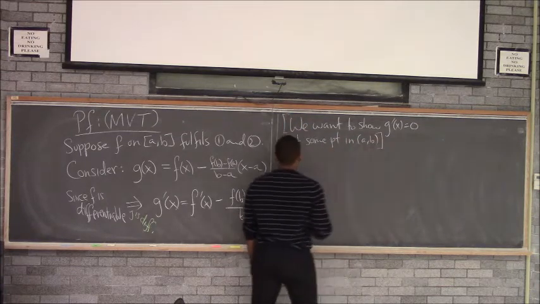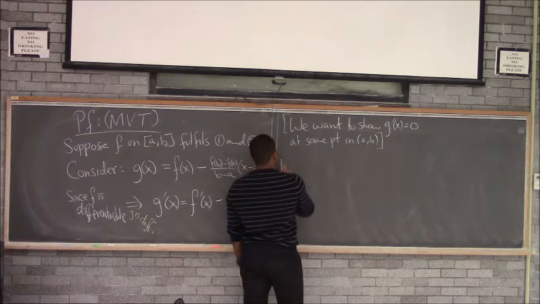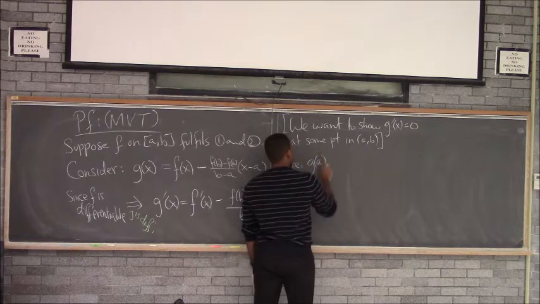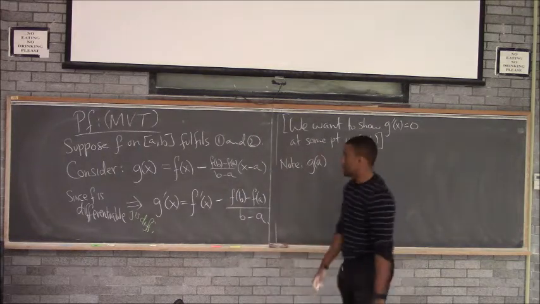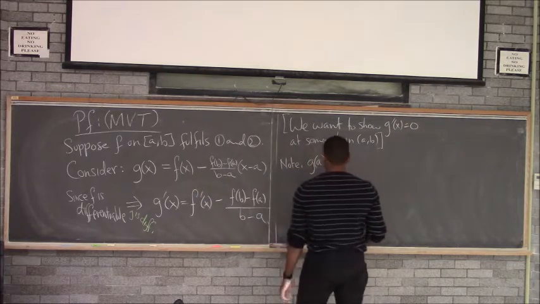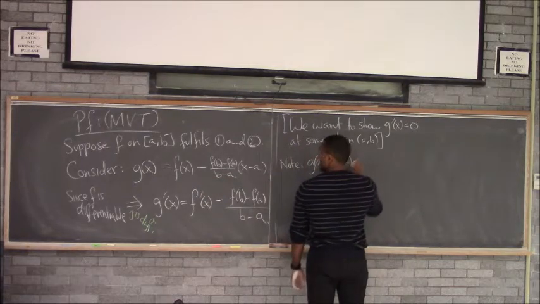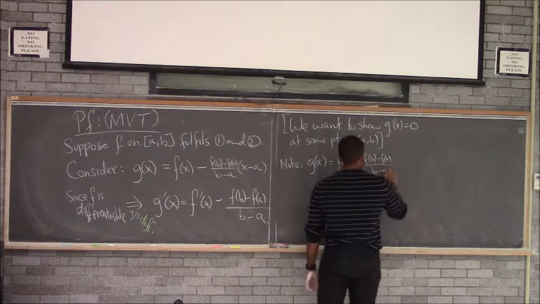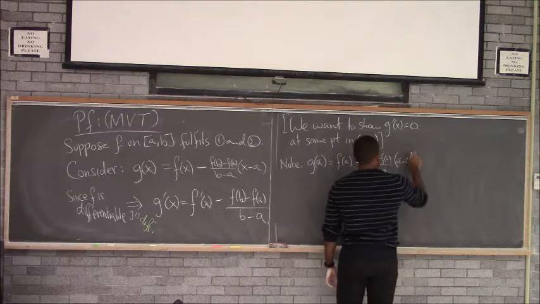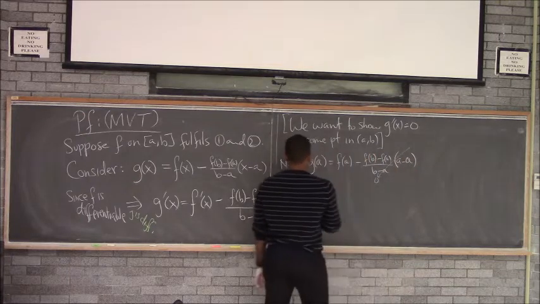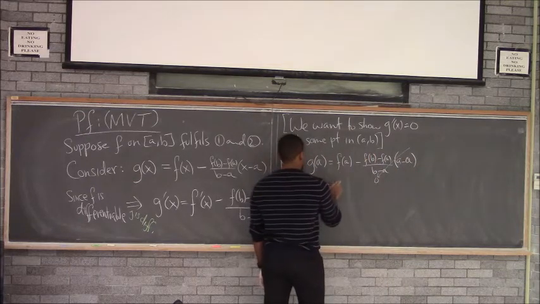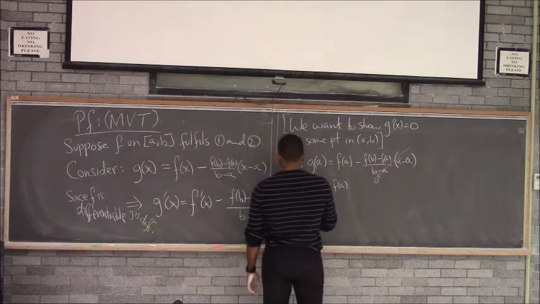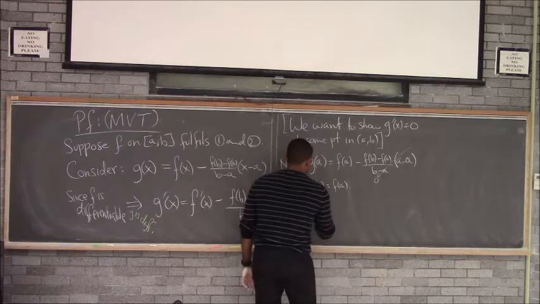Look at this. At g of a, what would I actually get? Well, I'm going to go over here, plug in x equals a. This is going to be f of a minus f of b minus f of a over b minus a times a minus a. That's going to be 0, so I get g of a is actually equal to f of a.